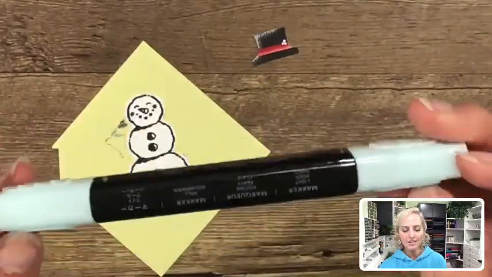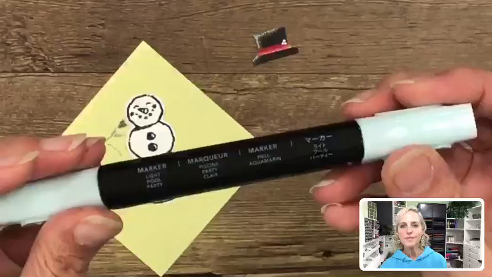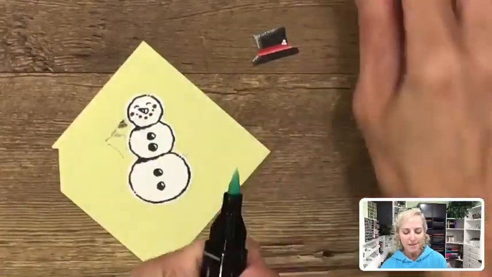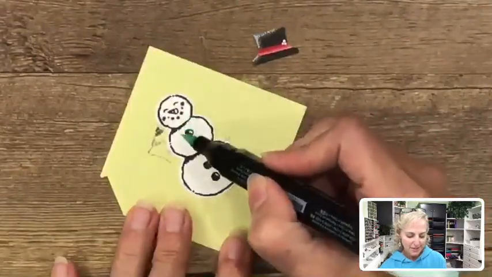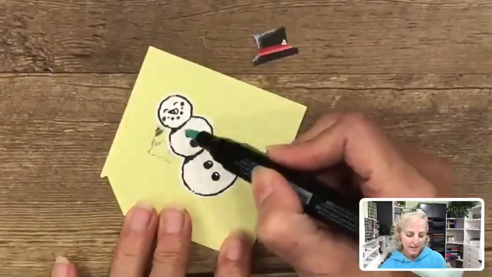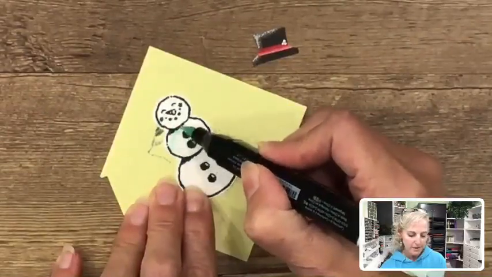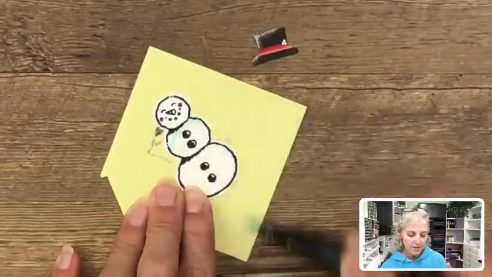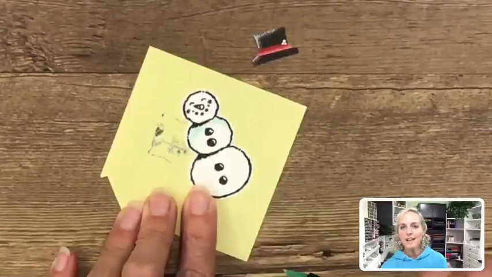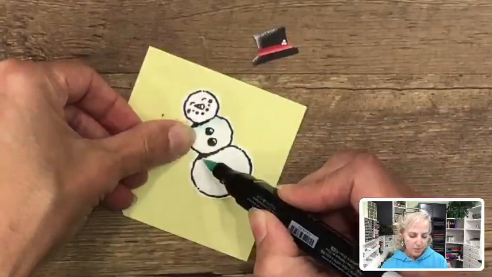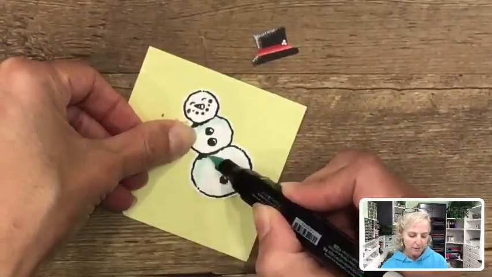It is called Pool Party. Pool Party Light, okay? It is one of our Blends alcohol-based markers. And you see this shadow that's right under his neck? We're gonna start there, and we're just gonna come down like that. And then we're gonna start right under the neck again and just go across to the side. We have just added a little bit of shadow and depth to our icy snow colored snowball of a body.